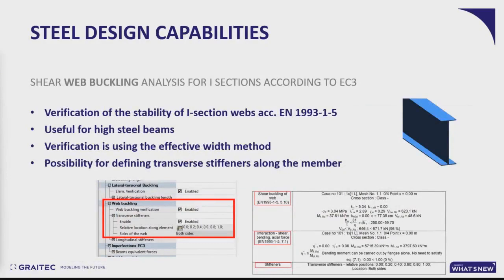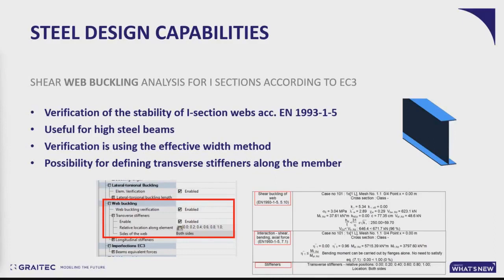Now I switch to steel design according to Eurocode. Advanced Design can now do a check of webs of AISI sections for shear buckling, according to Eurocode 3 Part 1-5. This verification can be critical for deep AISI sections.